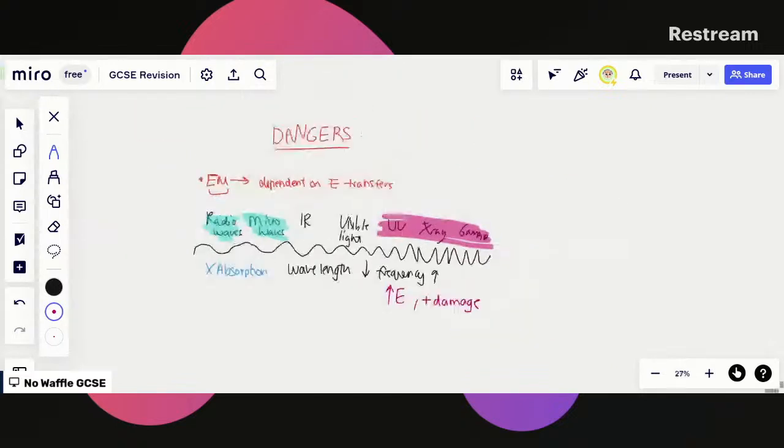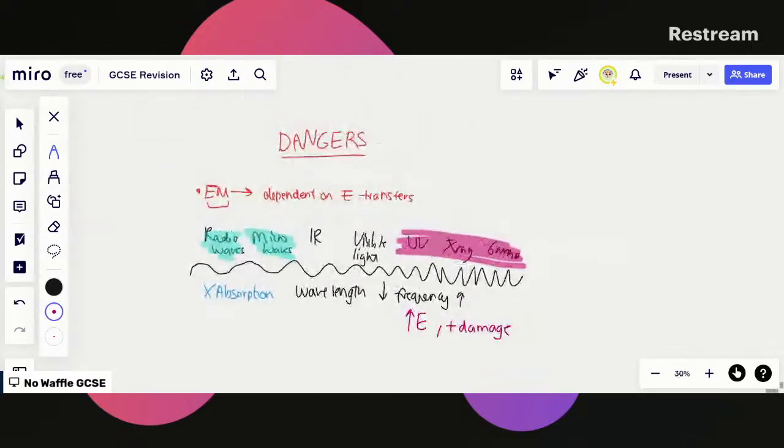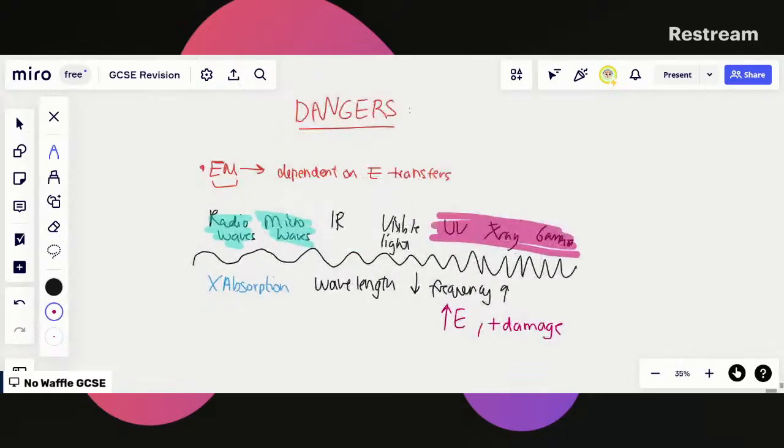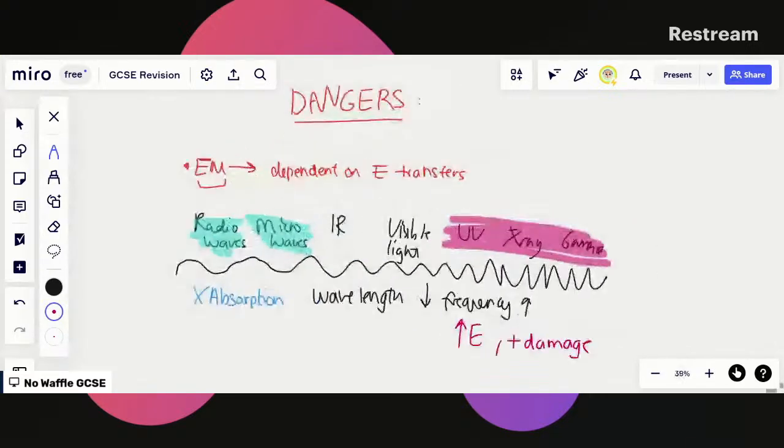So the lower frequency is not really bad for us because it isn't really absorbed into soft tissue. But the higher frequency has higher energy and therefore has the ability to be really damaging and destructive to us. Now, when we're talking about UV radiation specifically, UV radiation damages the surface cells.